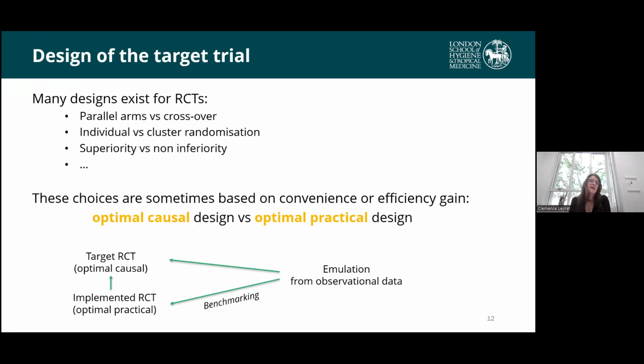Which aspects of the design are just for practical reasons, and which aspects of the design are because it's the only way to answer the causal question.